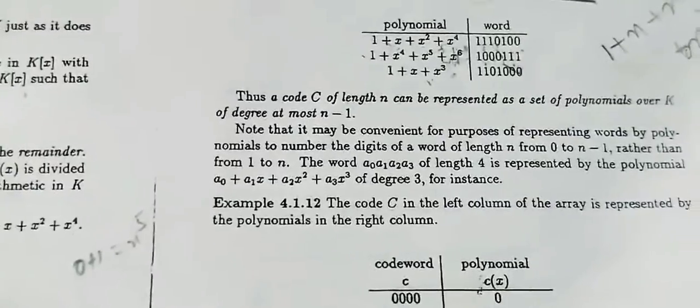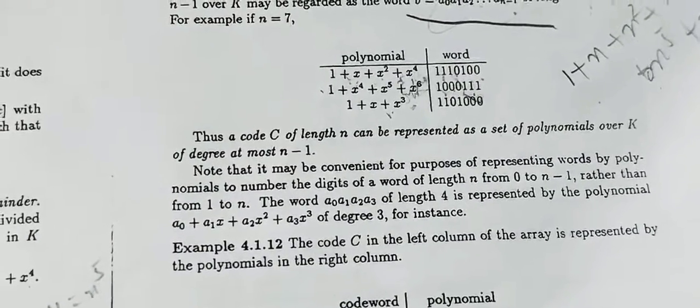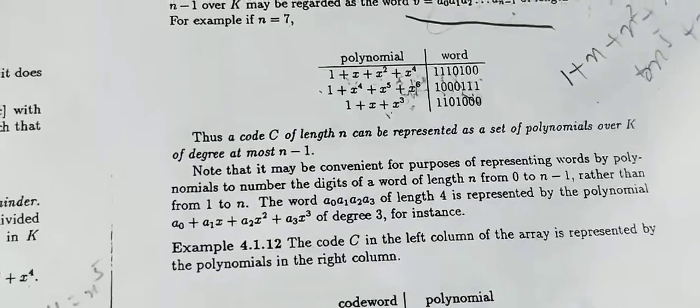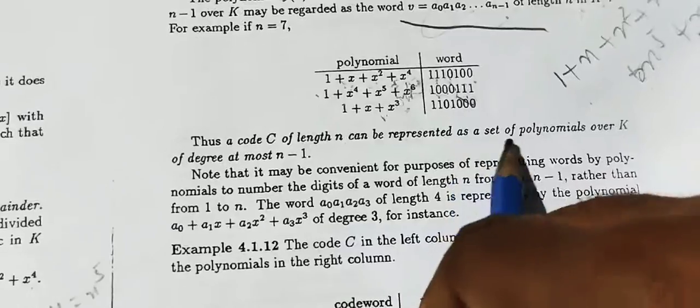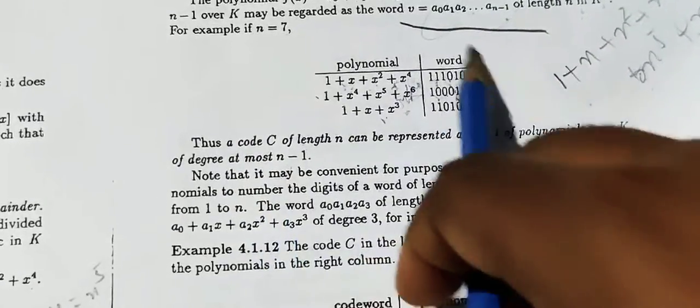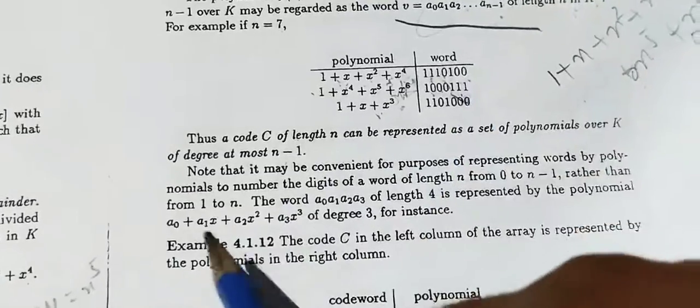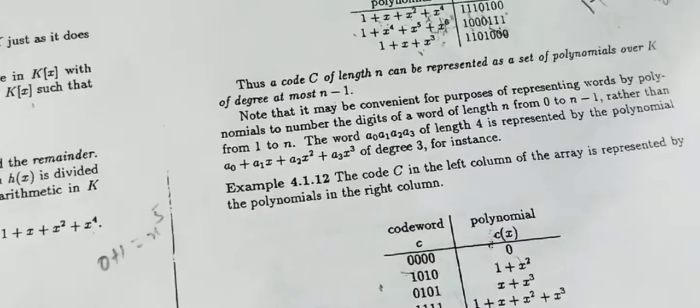Next, the opposite, that is, a word into a polynomial. Thus a code C of length n can be represented as a set of polynomials over k of degree at most n. So this is the linear code. Next, we represent a code word as a polynomial.